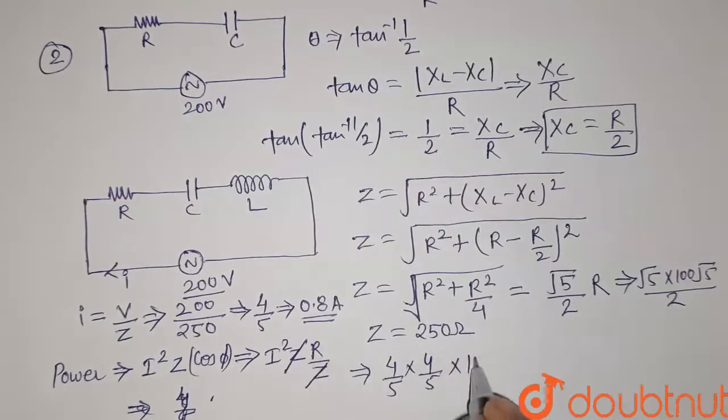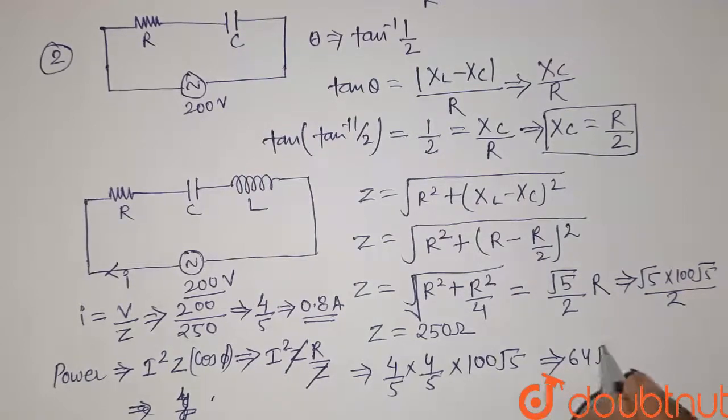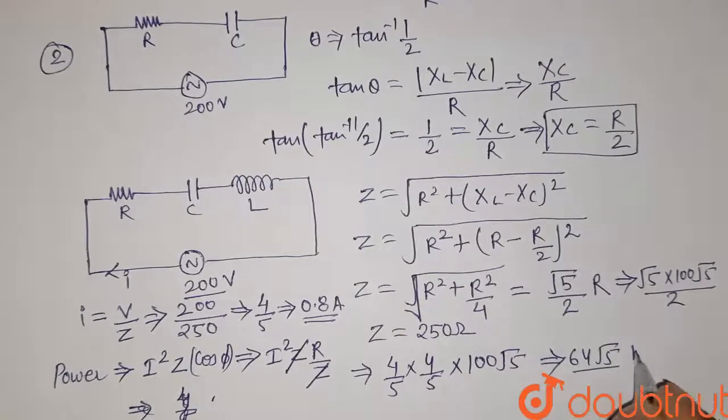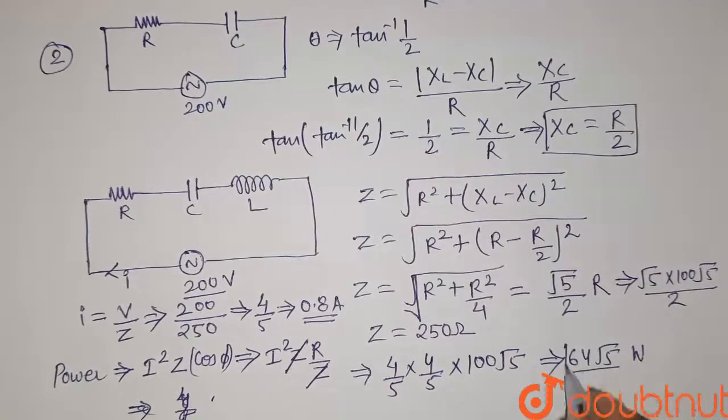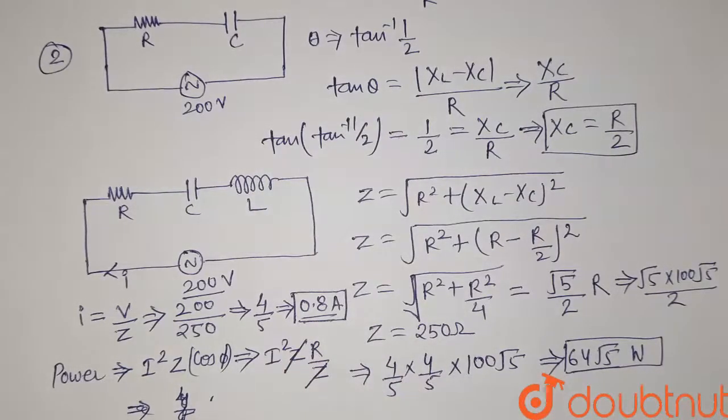The value of R is 100 root 5. Now simplify this. On simplification, this will be equal to 64 root 5, and its unit is watt. So this is the answer for power dissipated in the circuit, and the current is 0.8 ampere. So that's our solution for this question.